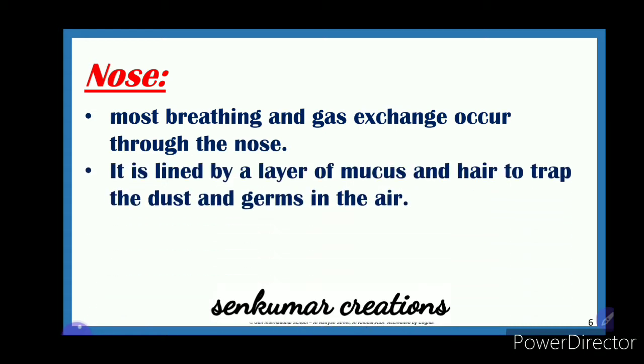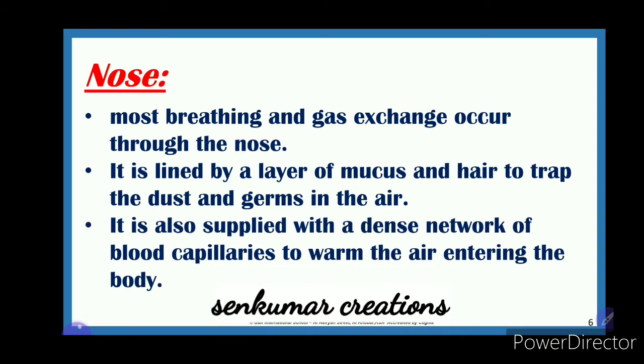And next you can see it's lined by a layer of mucus and hair to trap the dust and germs in the air. When we inhale the air from the atmosphere, it contains a lot of germs, dust particles, and bacteria. Many things are there. But in the nose, you can see there are small hair-like structures. Hairs are present, and these hairs and mucus trap all the unwanted particles which mix with this atmospheric air, such as germs, dust particles, whatever it may be.